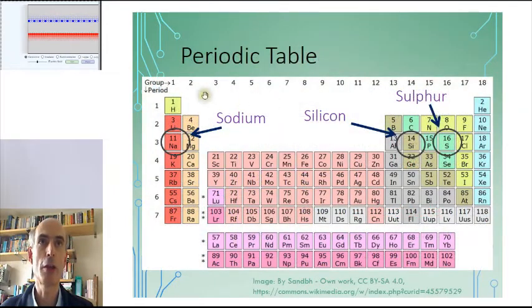If we have a look at this periodic table, therefore, we can see period 3, group 1, that means that our element is sodium. It has 11 electrons in it. 2 electrons in shell 1, a further 8 electrons in shell 2, and 1 electron left over in shell 3. So that puts it in the periodic table there.